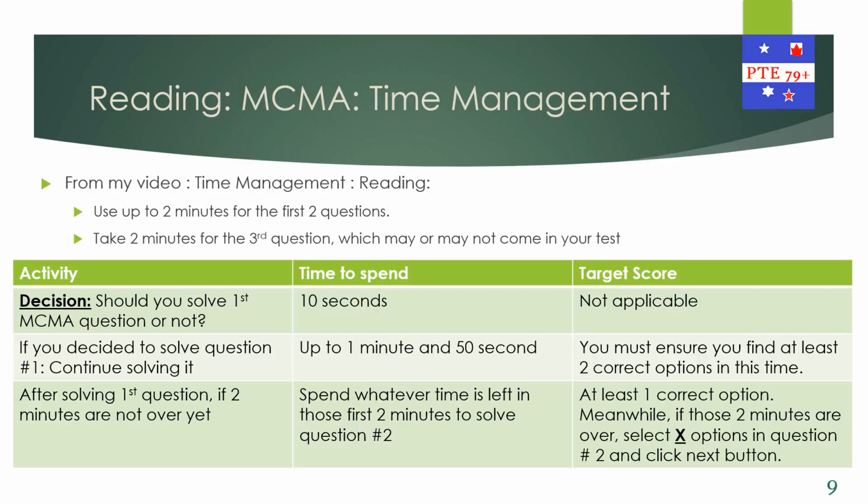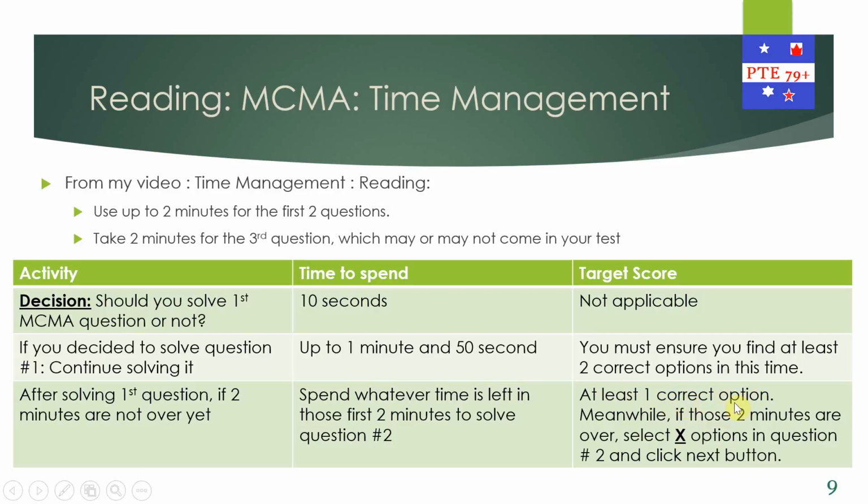So my suggestion is, decide whether you want to do the first question or not. And if you want to do it, take your time, take up to 2 minutes, and do the first question perfectly and get at least two right. So in the next 1 minute and 50 seconds, you must ensure you find at least two correct options in this time. And if you are able to solve the first question in less than 2 minutes, then go to the second question and try to get at least one correct option.